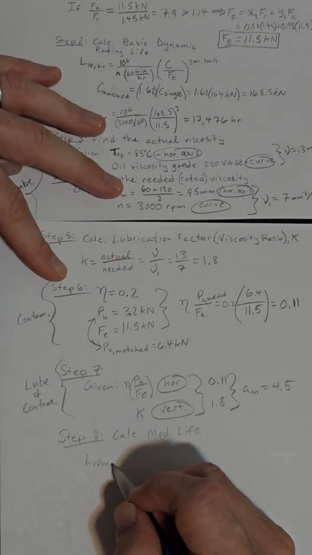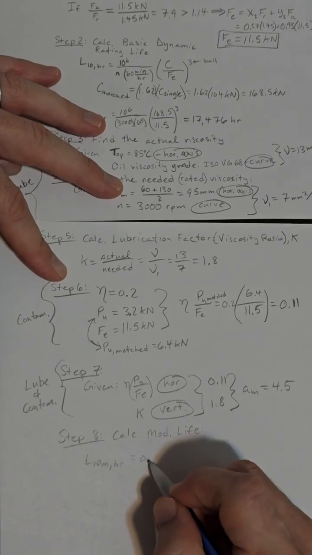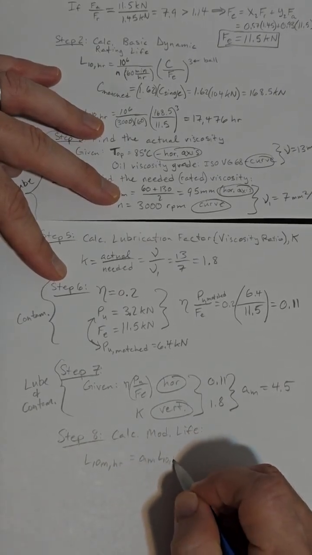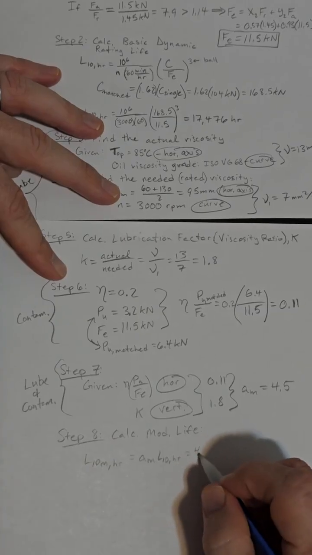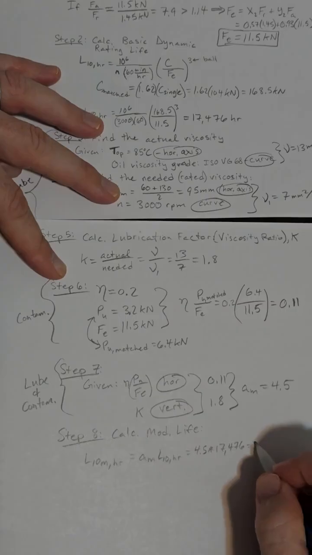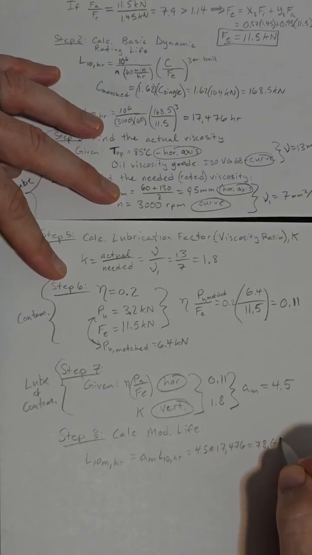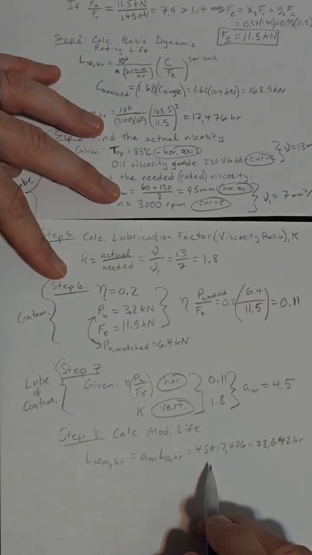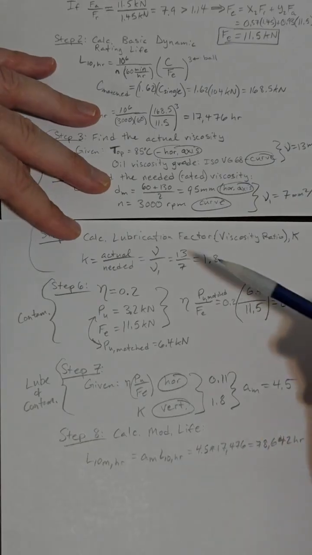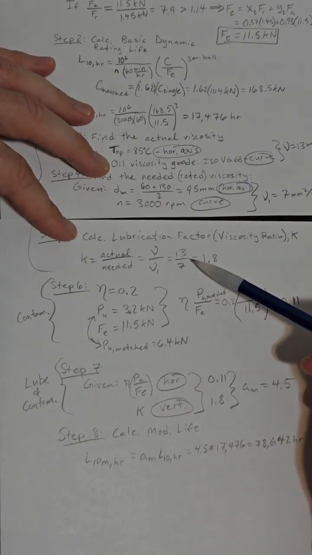So my L10 modified in hours is going to be that modification factor times the L10 that I previously calculated in hours. That's 4.5 times 17,476. So that's 78,642 hours.